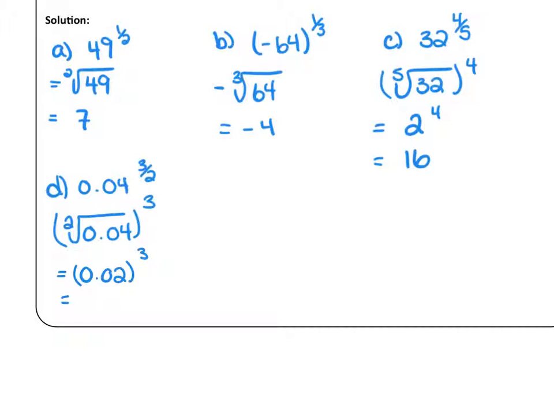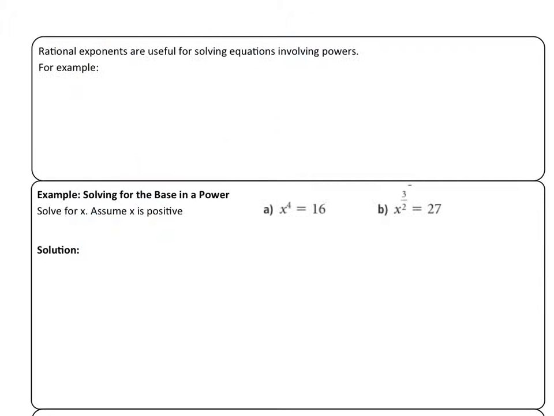Sorry guys, I had to look at this. I did this wrong, so I'll fix it. 0.2. And then I'm going to cube that. And I get 0.008. So that is how those work. Let's move on to the second page.